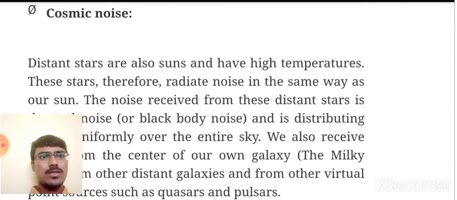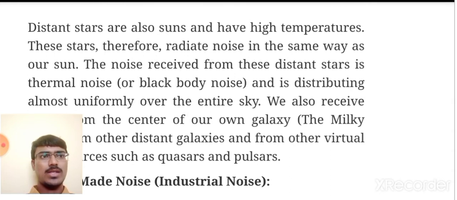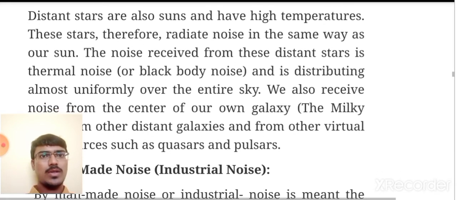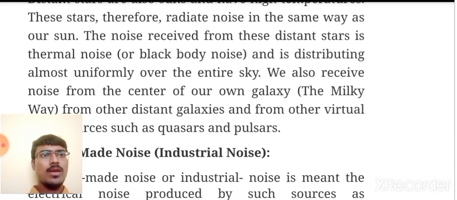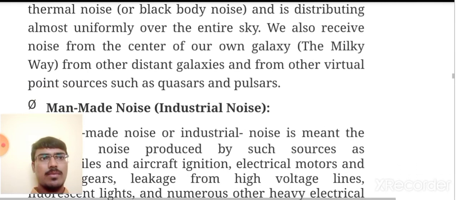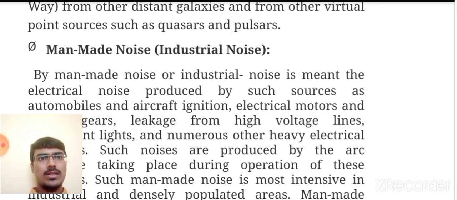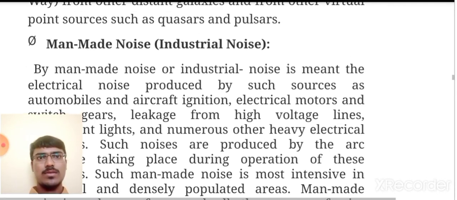Distant stars are also suns and have high temperatures. These stars therefore radiate noise in the same way as our sun. The noise received from these distant stars is thermal noise and is distributed almost uniformly over the entire sky. We also receive noise from the center of our galaxy, the Milky Way galaxy, from other distant galaxies, and from other visible point sources such as quasars and pulsars. These all are extraterrestrial sources.